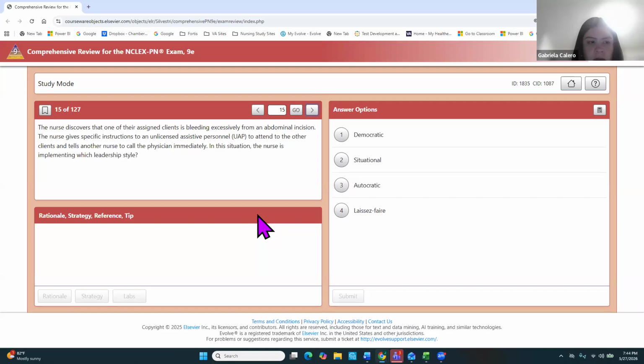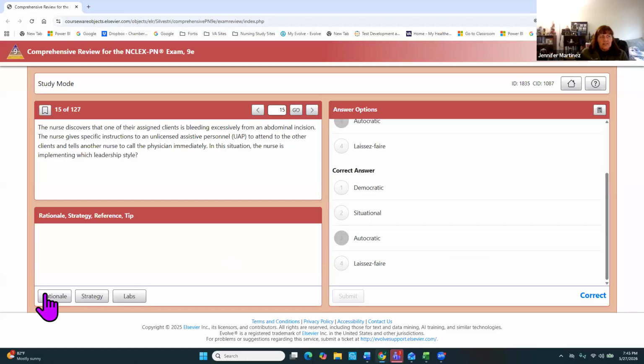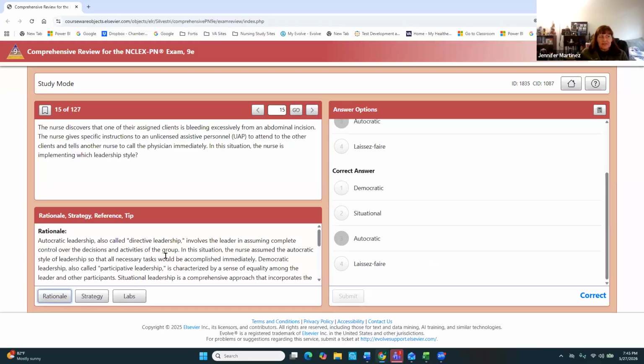Let's say 2. Autocratic. Yep. 3, situational. All right. So 3 seems to be the number of choice, and that is correct. Remember, with autocratic, that's directive leadership, involves the leader assuming complete control over the decisions and activities of the group. In this situation, the nurse assumed the autocratic style of leadership, so all necessary tasks would be accomplished immediately.